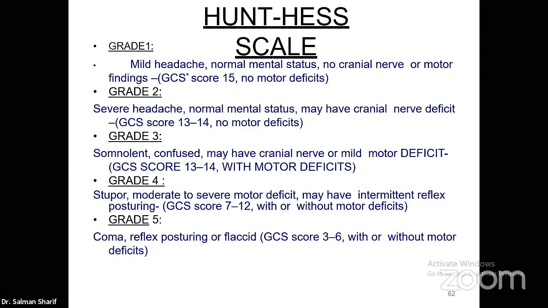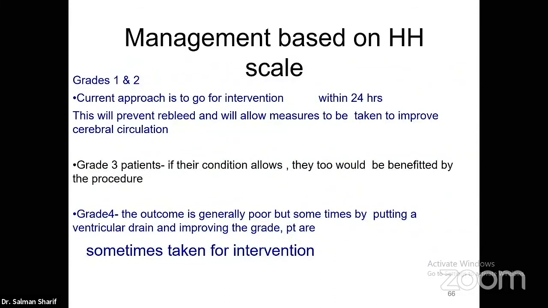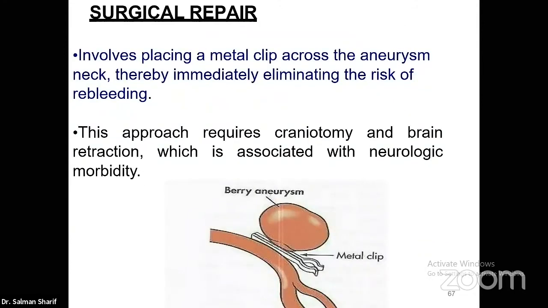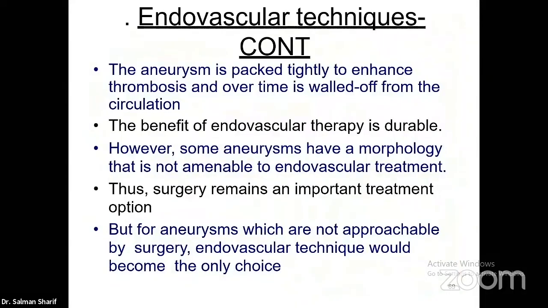Then for assessment, the Hunt and Hess scale is very important, for grading as well as for management. For grades 1 and 2, intervention should ideally be within 24 hours. Grade 3 patients should be treated initially conservatively to convert them into grade 2 or 1. Similarly, grade 4 patients must be treated initially conservatively. The best options for treatment are, one, clipping. For example, a clip is being applied here. The other option is endovascular techniques.